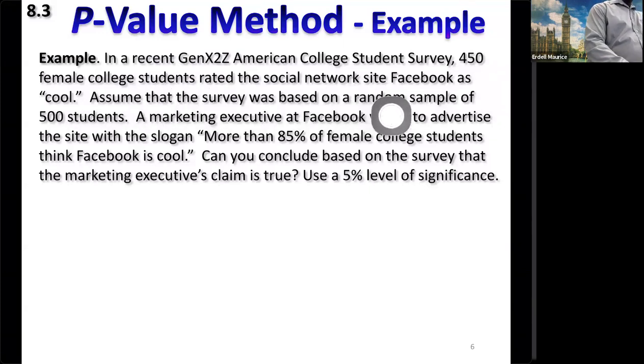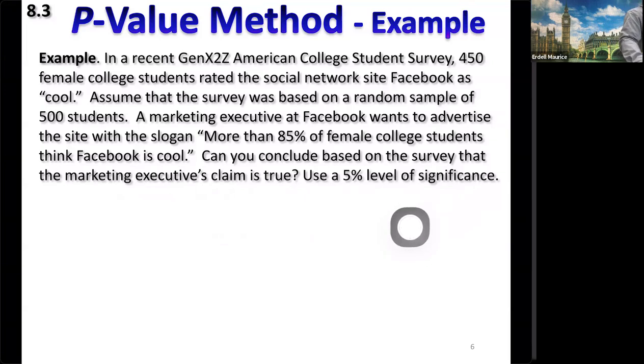So in a recent Gen Z American college student survey, 450 female college students rated the social network site Facebook as cool. That hasn't aged well. Assume that the survey was based on a random sample of 500 students. A marketing executive at Facebook wants to advertise the site with the slogan, more than 85% of female college students think Facebook is cool. Can you conclude, based upon the survey, that the marketing executive's claim is true? Do it at the 0.05 level, at the 5% level of significance.